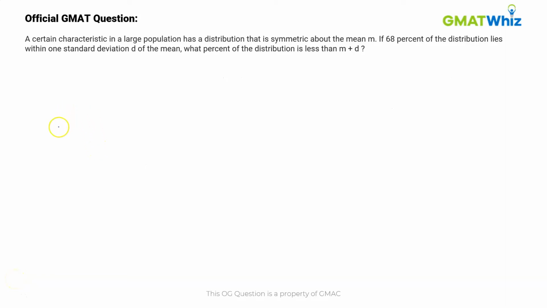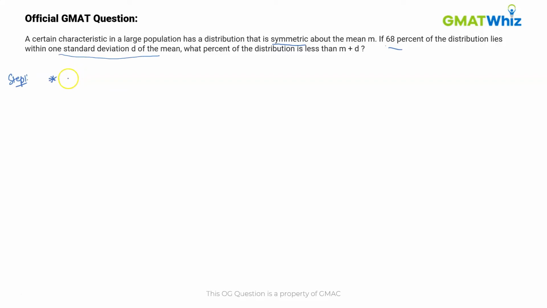In this question, we are given that a certain characteristic in a large population has a distribution that is symmetric about the mean. We are also given that 68% of the distribution lies within one standard deviation of the mean. Now, we have to find the percentage of the distribution which is less than m plus d. So, let's write down all the details that we get from the question.